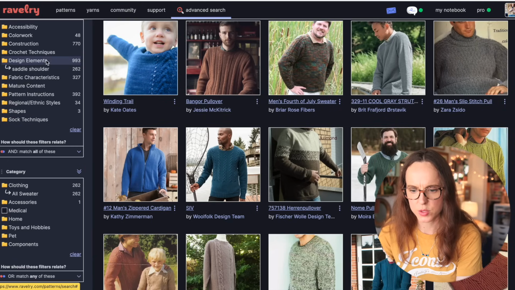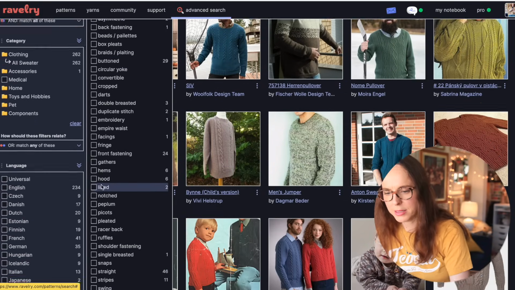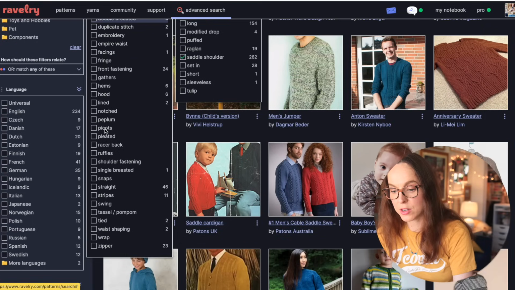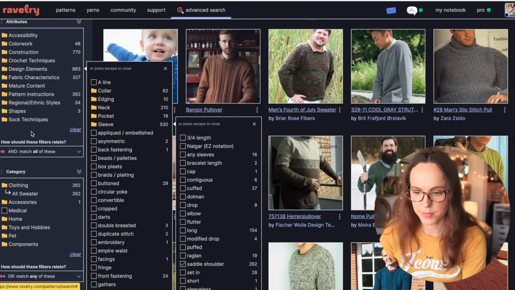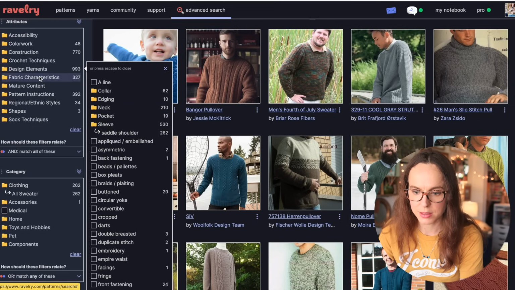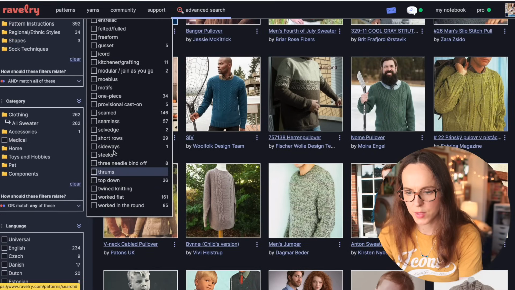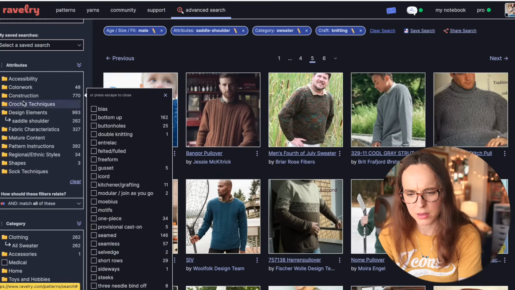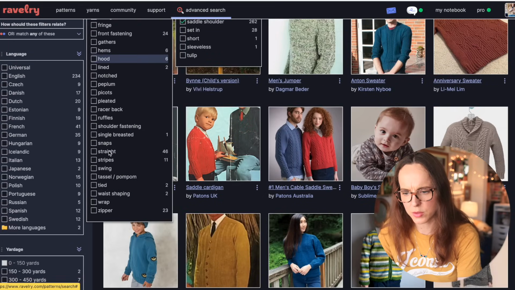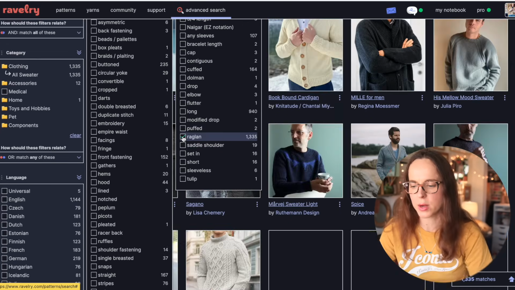Hello. Okay, so we're going to go to Design Elements. Now, believe it or not, Raglan is not included in sleeve shaping. It is actually included in construction. It might even be included in neckline also. No, it's not. Okay, that makes sense. So we go to construction and we go down to, oh goodness, it's not here either. Where did I see it? We've got to get saddle shoulder off of here. Oh no, I'm sorry, I take that back. Yes, it is in sleeve. Raglan. It's right above saddle shoulder.